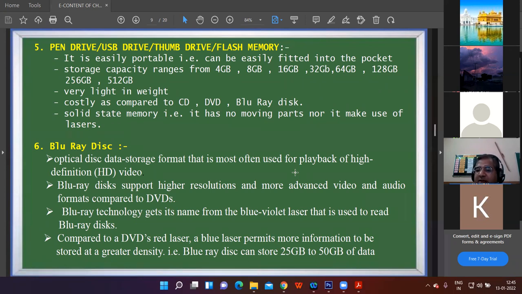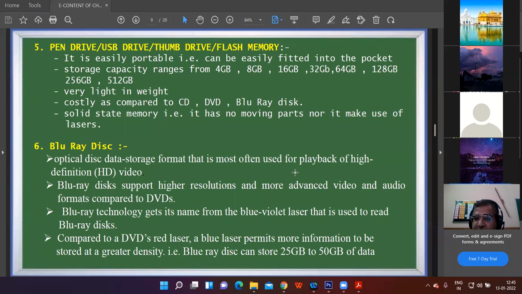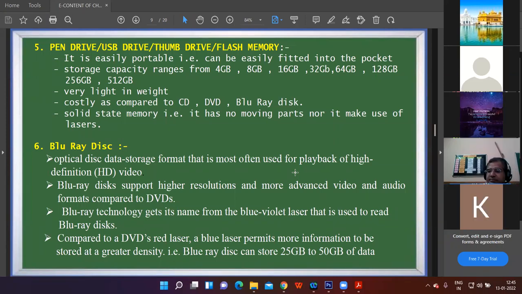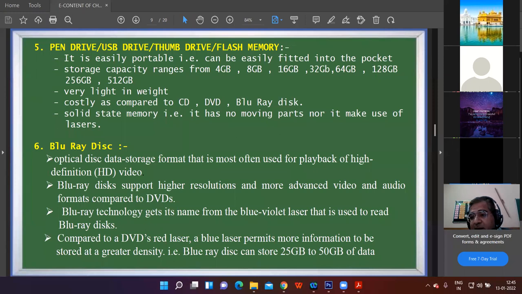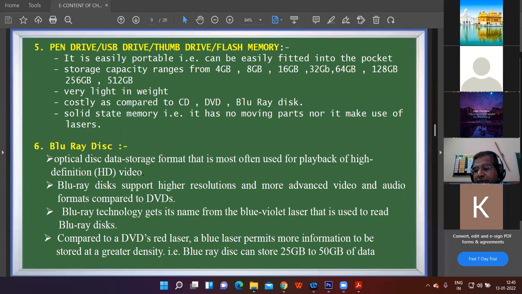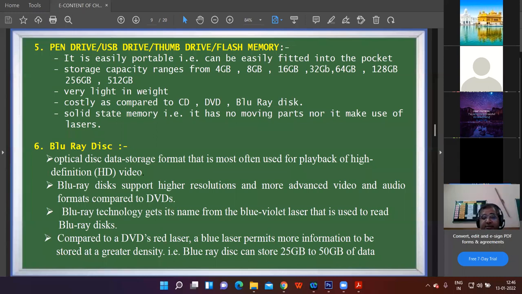What is the storage capacity of DVD? Yes, Dhwani? 4.7 GB to 17 GB. What is the storage capacity of CD? Gurshan? Sir, up to 700 MB. Okay. What is the storage capacity of floppy disk? Yes, Tanveen? Sir, 1.44 MB. Okay.